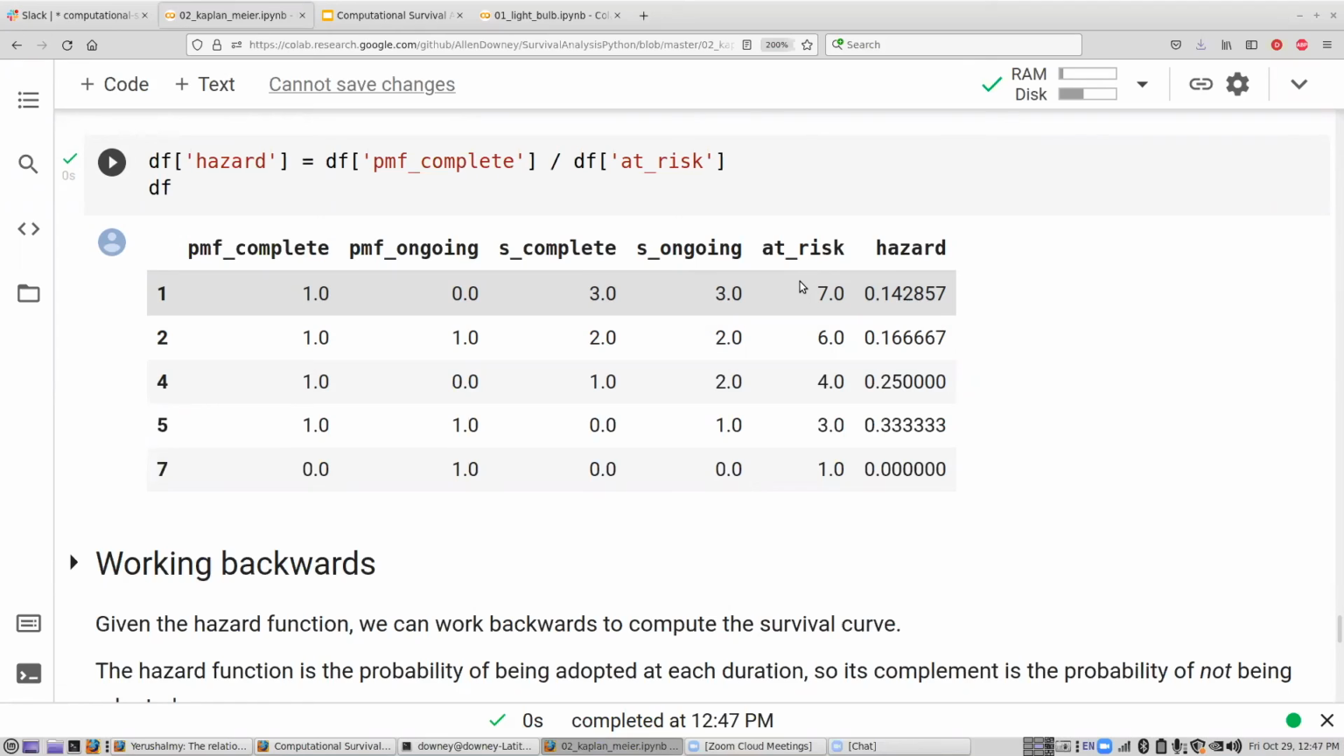So one more time, I'll pause for just a second, give you a chance to catch up. I'll check Slack.